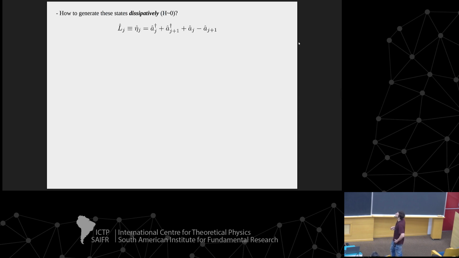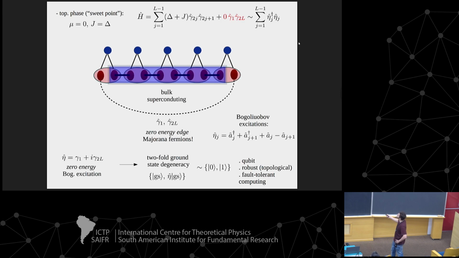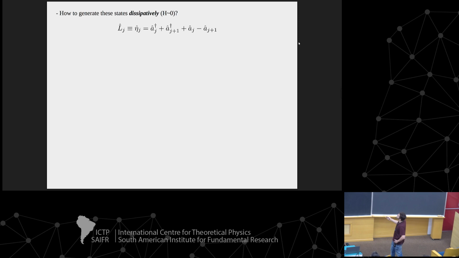Okay, so then, how do we generate this type of physics dissipatively? We could use jump operators that are the Bogoliubov excitations in this sweet point case in here. That is just saying that the jump operators now both annihilate, leading to a phase on neighbor fermions, or they create without a phase on neighbor fermions. If we can do this in an experimental platform, then we will be very happy.